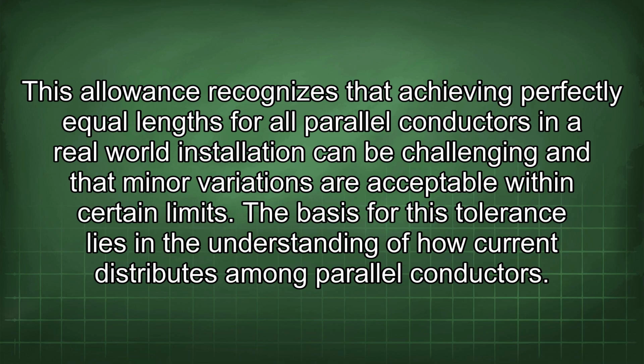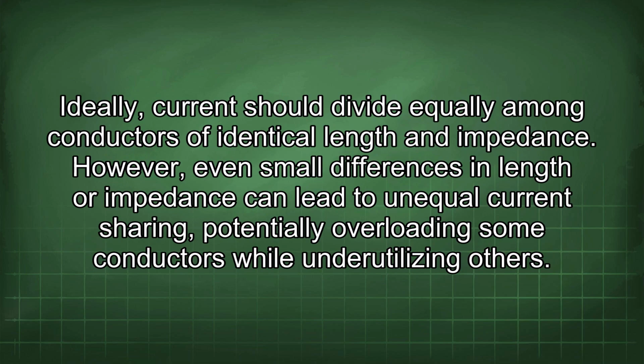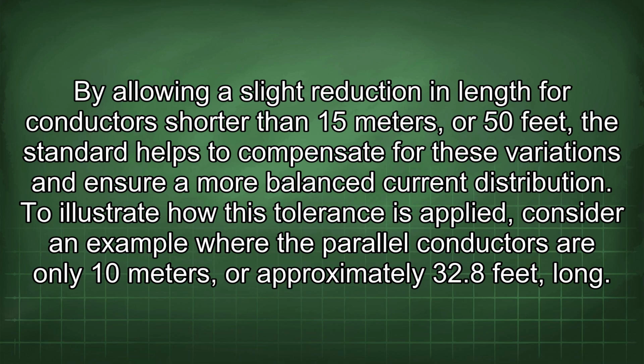The basis for this tolerance lies in the understanding of how current distributes among parallel conductors. Ideally, current should divide equally among conductors of identical length and impedance. However, even small differences in length or impedance can lead to unequal current sharing, potentially overloading some conductors while underutilizing others. By allowing a slight reduction in length for conductors shorter than 15 meters, or 50 feet, the standard helps to compensate for these variations and ensure a more balanced current distribution.